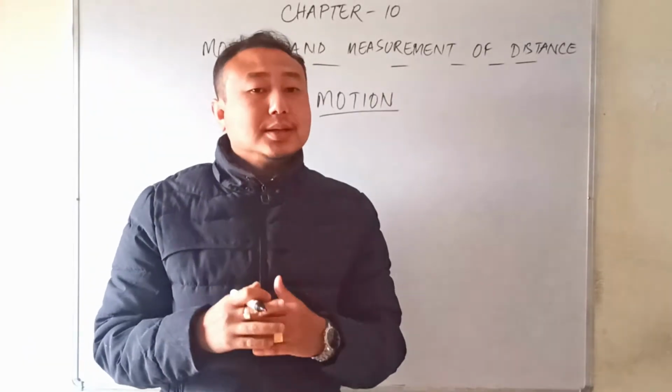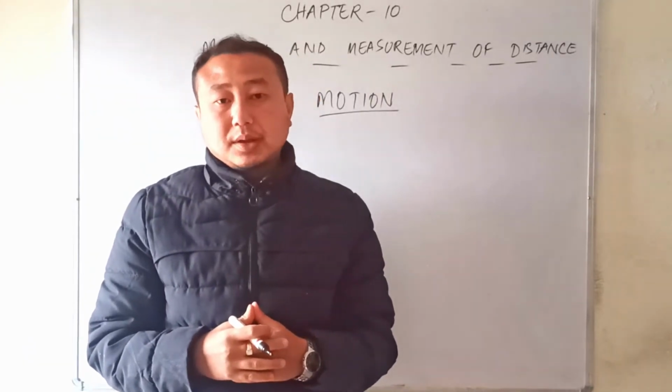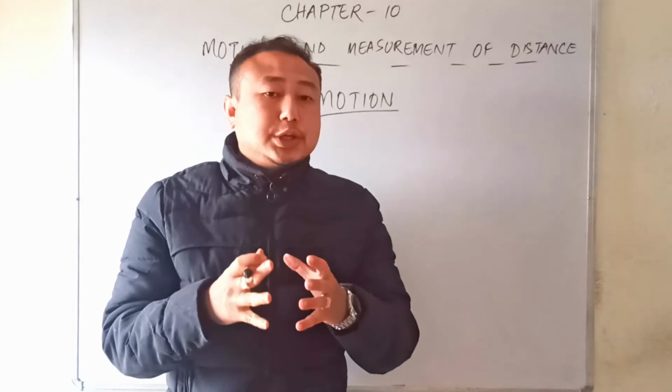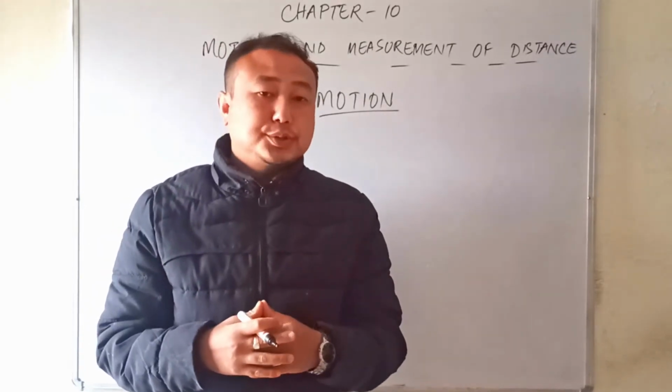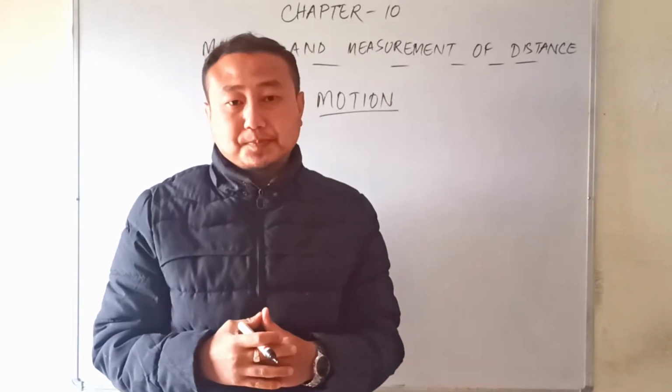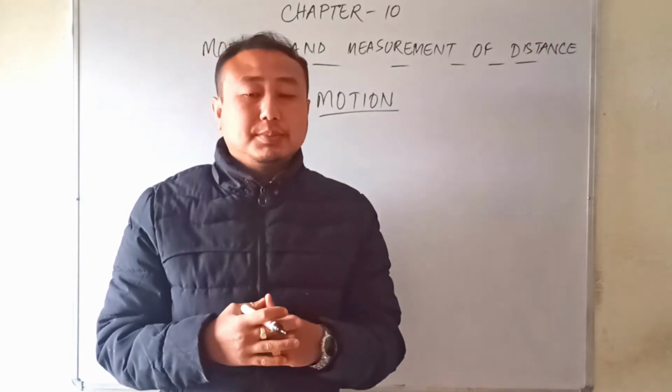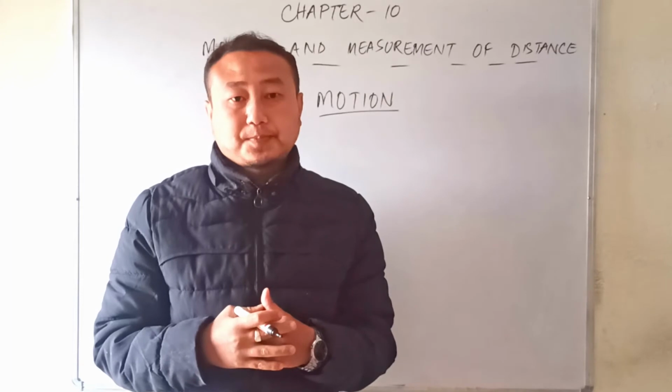Motion is the state of an object. When an object is changing its position with respect to time and surrounding, then we say that the object is in motion. In short, motion actually means the change in the position.